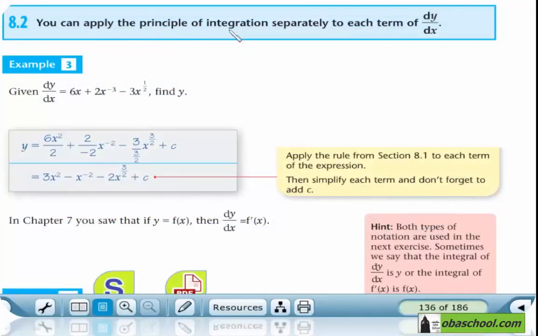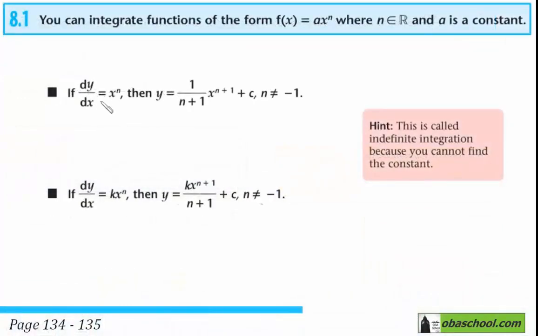Therefore, on page 136, it says you can apply the principles of integration separately to each term of dy by dx. For this purpose, let's take example 3 on the same page, where dy by dx equals 6x plus 2x to the power minus 3 minus 3x to the power 1 over 2. Find y. As you observe, we have different terms in this expression, and these terms are added and subtracted from each other. Therefore, in order to be able to find y, we are going to remember both formulas.